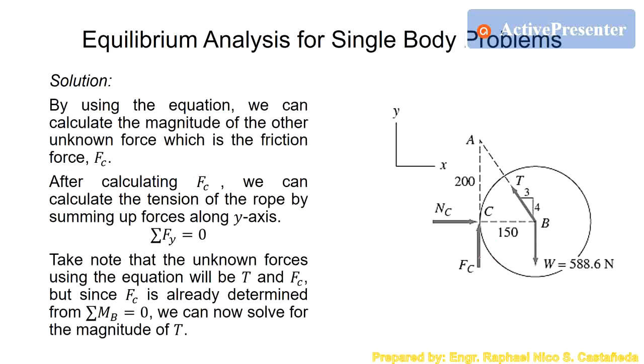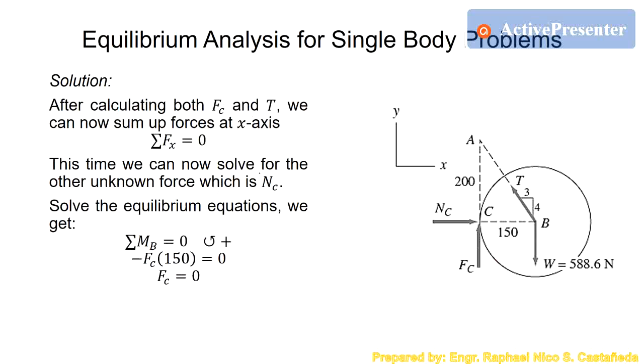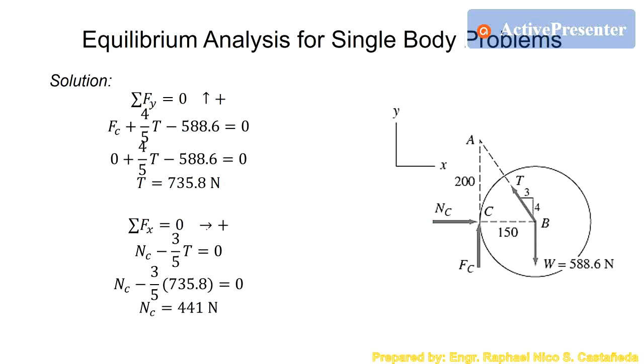Next, now that we have the value of FC, we can solve the other 2 forces, which are NC and T. We can start with summation forces Y, because we can solve for T there, because NC will not be included because it is in the X direction. So we can sum up forces at Y. So we have FC plus 4/5 of T minus 588.6. So we know FC is 0. We can get the value of T, which is 735.8.